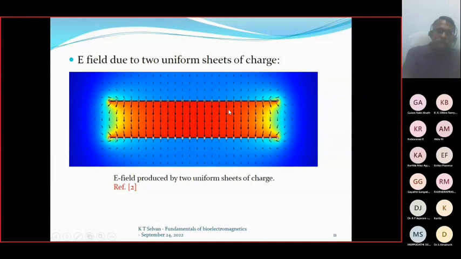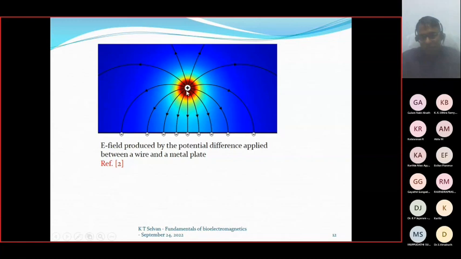Here is another illustration, where this is a current carrying wire placed over a conducting plate. When we administer a potential between them, positive charge is developed on the wire and negative charge on the ground plane, resulting in a field configuration like this. So this is the electric field.